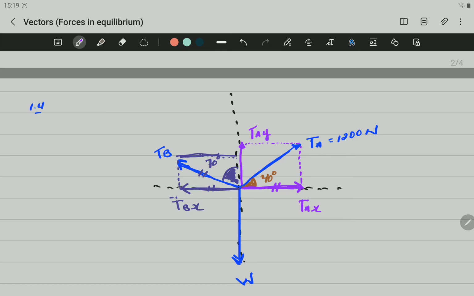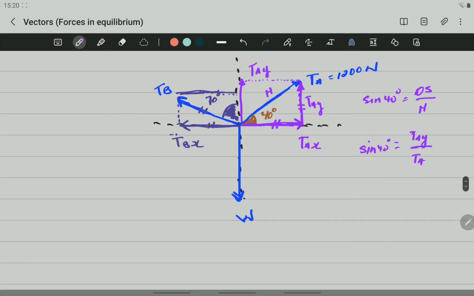Now note this side here is like this one here, they are equal. So this one is also TA in y. In actual fact, you can see it's opposite to the 40 degree. So if you write the formula here, you have that sine 40 degree is equal to opposite side divided by hypotenuse. The hypotenuse is the force, TA, and the opposite side is the tension in the y-axis. So if you rearrange this one, sine of 40 degree is equal to the opposite side, which is tension in A in the y-axis, divided by the hypotenuse, which is tension in A.